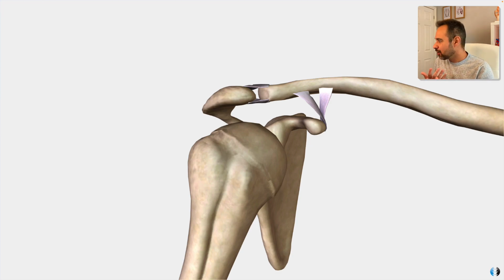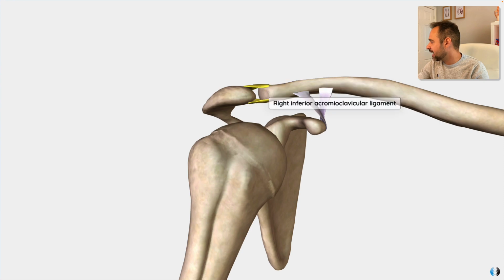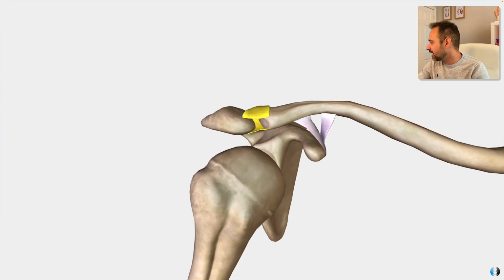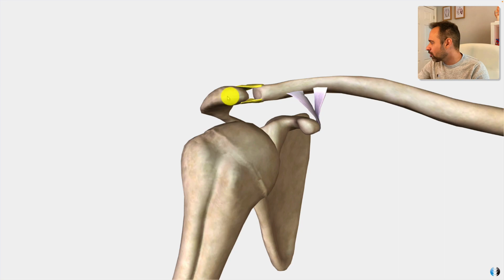Now, before I do that, quick refresher of some of the key ligaments. So we have the conoid and the trapezoid ligaments, as we said before. These are collectively known as the coracoclavicular ligaments because they attach from the coracoid process to the clavicle. And then we have the acromioclavicular ligaments proper, which are these two here, which I'll highlight quickly for you. There we go. And you can see that they run from the acromion to the clavicle. So those are the acromioclavicular joint ligaments proper.